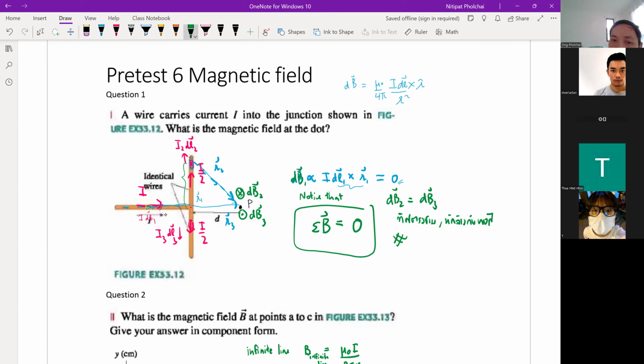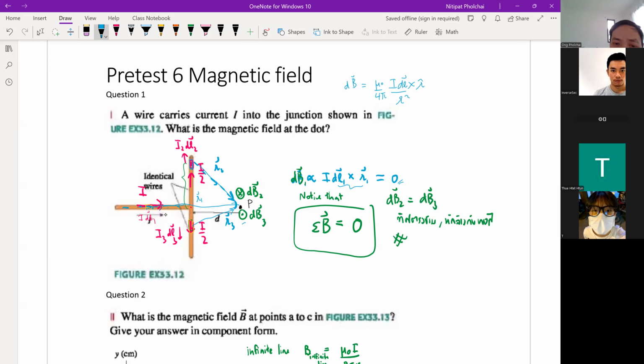Now, if I would do dB3, I'm going to pick this part, and let's say I pick this part. And then I'm going to draw R3 from the source to the point of interest. This is going to be my R3. So what direction is dB3? I use my index finger down, and then I face my palm in the direction of R3. And then my thumb, which is the result dB3, is going to be out of the page.